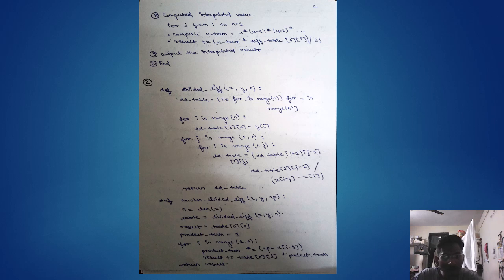compute the terms: u into (u minus 1) into (u minus 2). The result is t, the variable which is initialized by the term multiplied by the difference table of 0 and I. Output the interpolation result and end of algorithm.